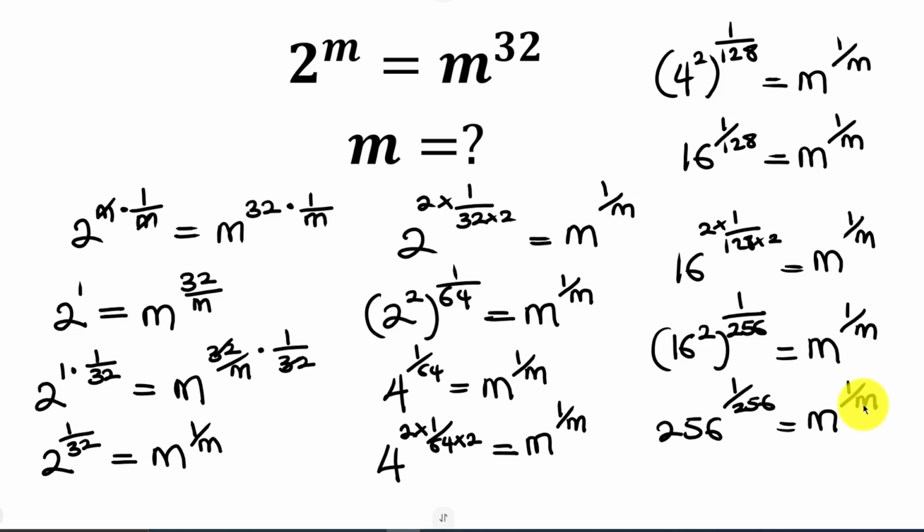Now let's compare. You notice that the base on the left hand side is 256, while the base on the right hand side is m. Now look at your exponents. The denominator is 256, the exponent here is m. So by comparison, you see that the value of m is 256, and that's our final result.